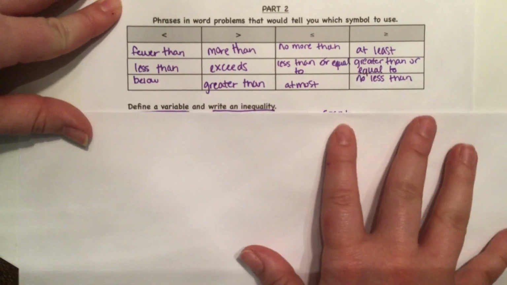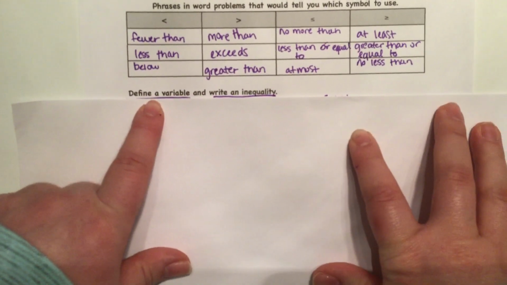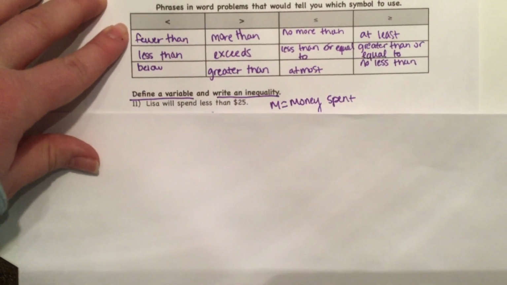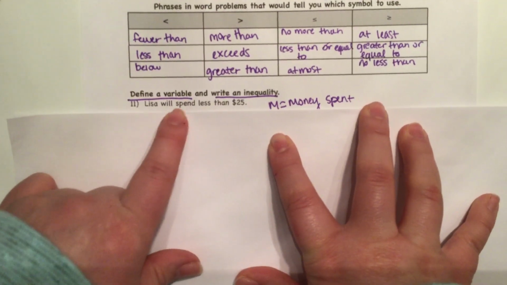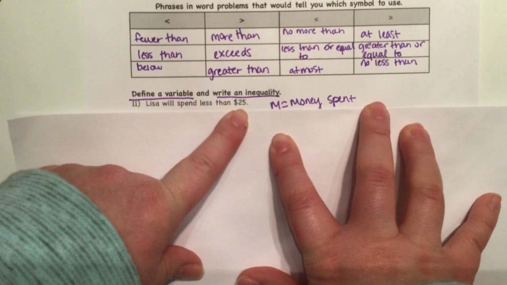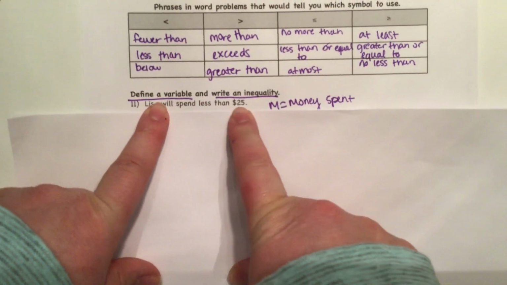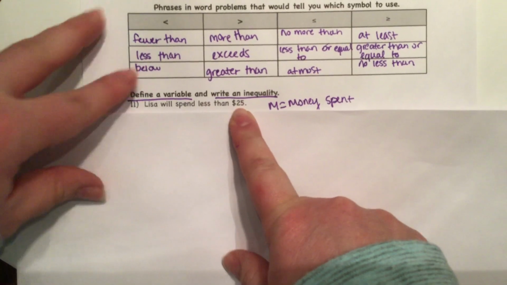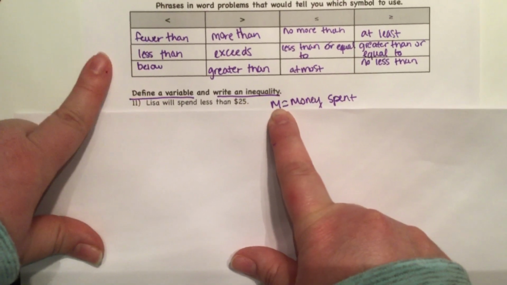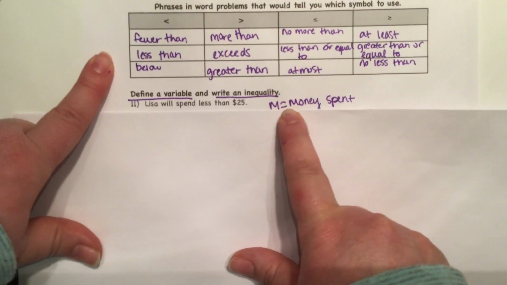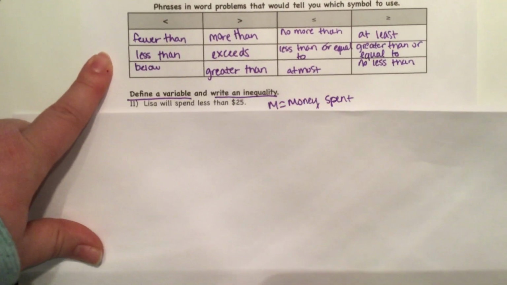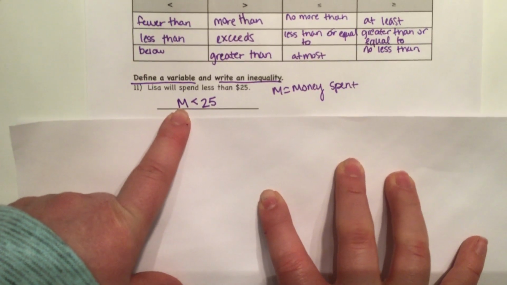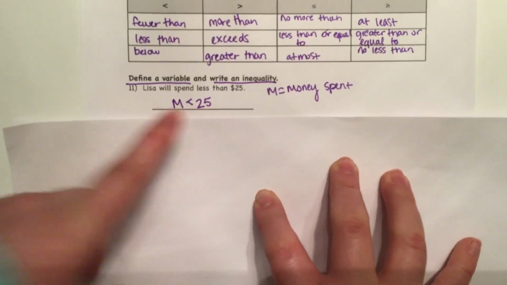Let's go ahead and look at some examples. Now, for these examples, we want to be sure to define our variable and write an inequality. Let's look at number 1. It says Lisa will spend less than $25. So we know that Lisa has to spend less than $25, which means she could spend $24, $23, $22. So we're going to pick a variable. Doesn't matter which variable. In this case, I chose M, and I'm going to say that that equals the money that Lisa spent. And if I wanted to represent this, I could show this as M is less than 25.